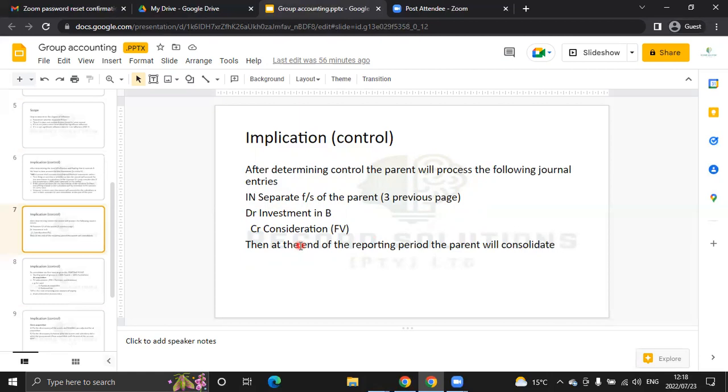They might give you many fair values. That's also something you have to look out for. You have to use the one at acquisition, right? Then now you have this investment amount in your separate financial books. This is what you have. This is what we mean when they say the investment is at cost. Now we have this investment amount in our separate financial books.